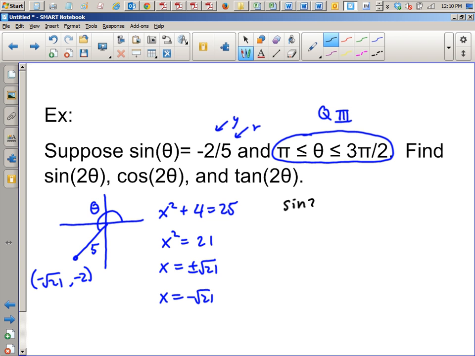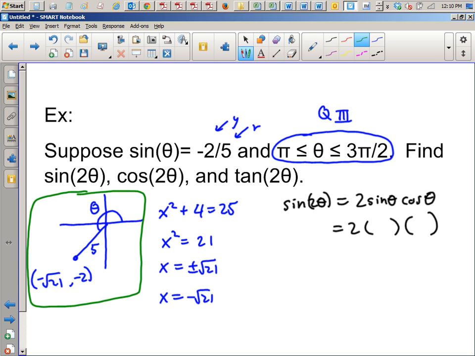So first they wanted sine 2 theta. And that's supposed to be found by doing 2 sine theta cos theta. We'll just get the sine theta and the cos theta from the picture. So let me circle my picture in green here. Just focus on this. Sine would be y over r. Cosine would be x over r. So sine is negative 2 over 5. And the other one is cosine, that's negative root 21 over 5. So you just basically get 4 root 21 over 25.